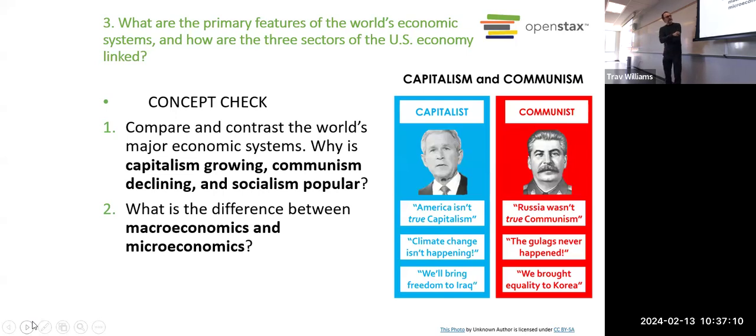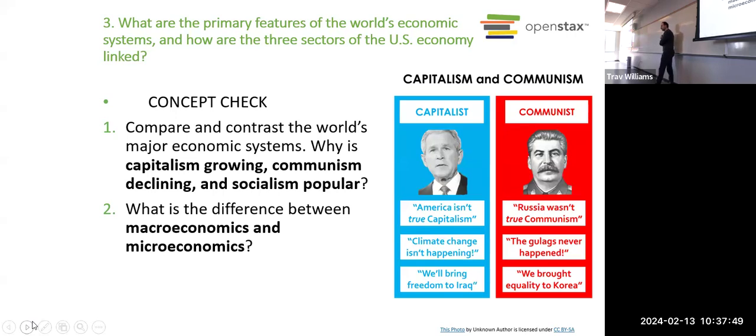Now, let's talk about the difference between capitalism, which, as it says here, is growing around the world, communism, which is in decline, and socialism, which is also very popular. This graphic on the right is just for illustration, just to say that both capitalism and communism are imperfect. You could have whatever economic opinion you want, but no economic system solves all problems, right? And they're all prone to corruption.